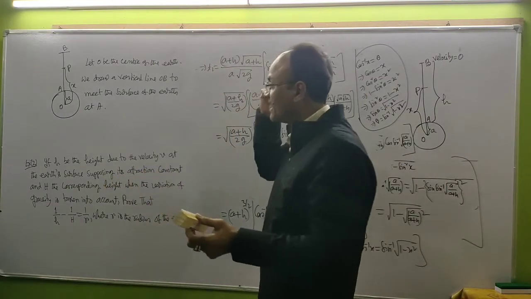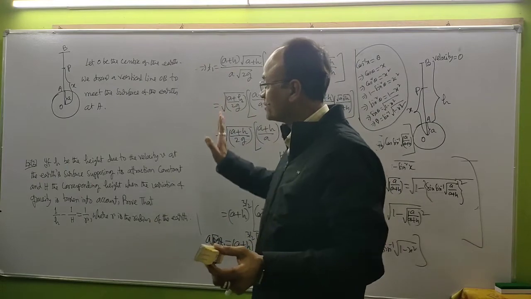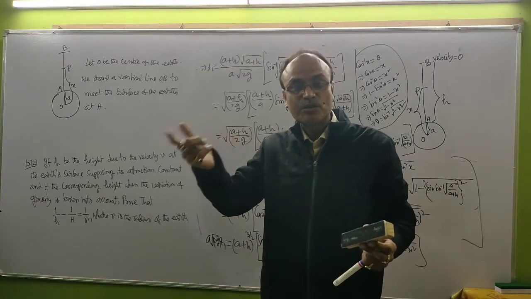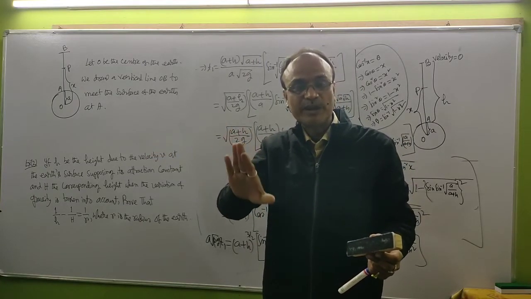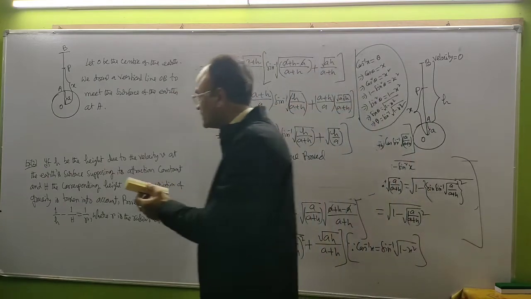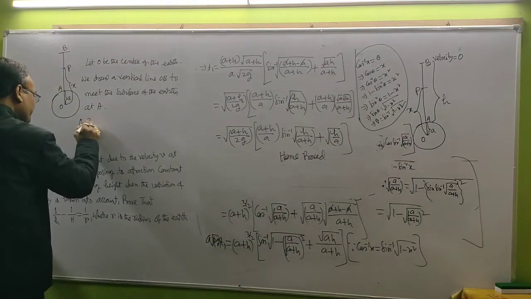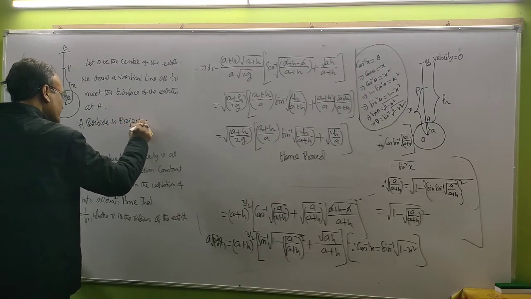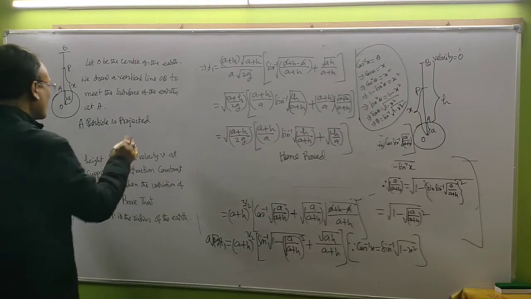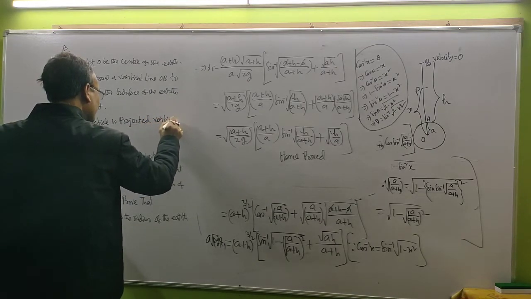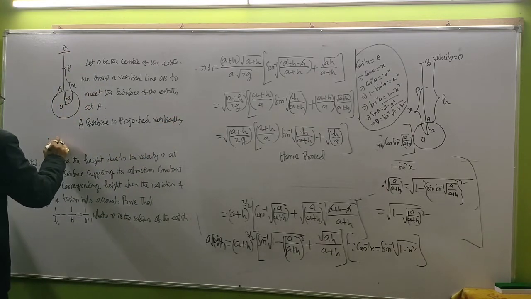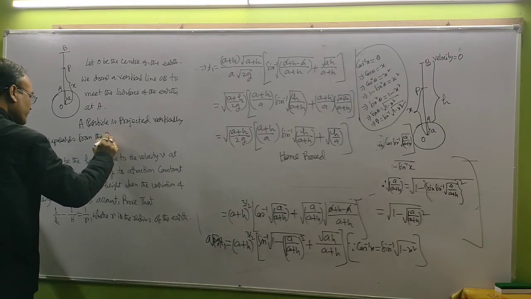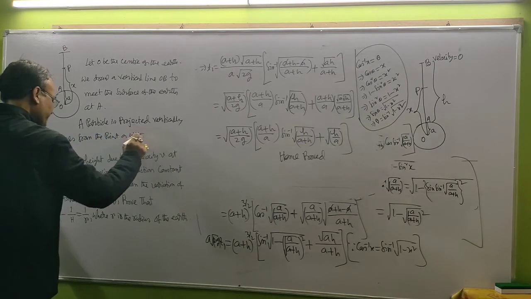Let O be the center of the earth. We draw a vertical line OB to meet the surface of the earth at A. A particle is projected vertically upwards from the point A with velocity v.